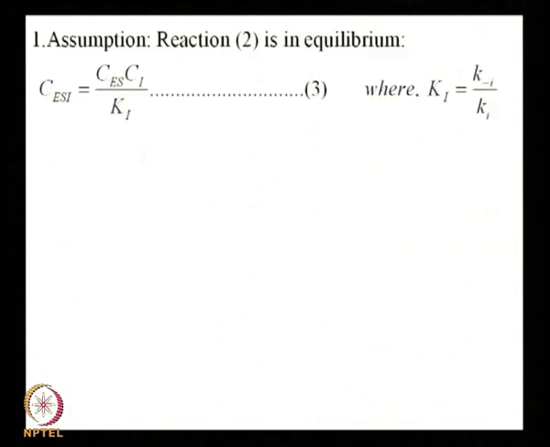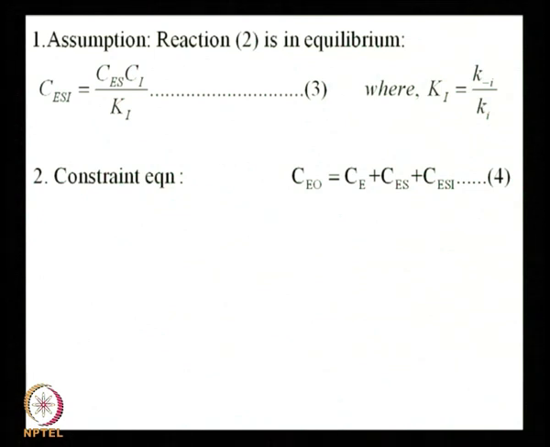So if we go here, this is the equilibrium for reaction 2, you see on the screen. ESI gives ES: CES times Ci over Ki, Ki being the equilibrium constant, the backward over the forward rate constant. Next is the constraint equation, which I already discussed: Ce plus Ces plus Cesi, that is the enzyme in 2 complex forms plus 1 free form, together equals the total amount of enzyme that you put into the system at the start.